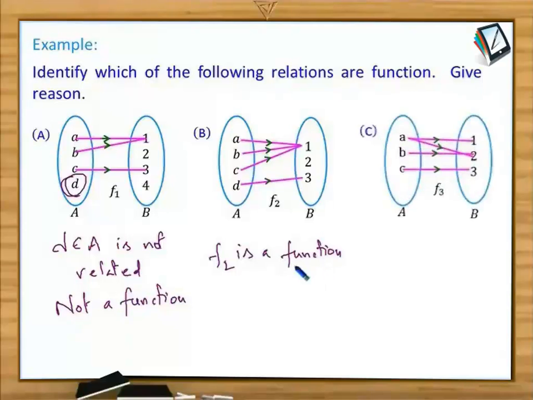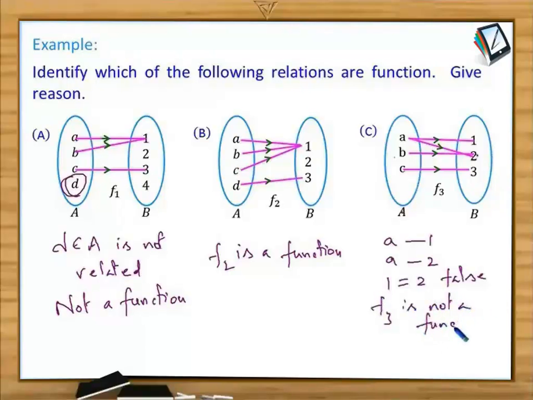Now let us see one more. Can I call this relation a function? Let us check the first condition. Is every element of set A being mapped? Yes, a is mapped to something, b is also mapped and c is also mapped. But if you look at the mapping, a is mapped to 1 and a is also mapped to 2. Then what does our condition for mapping say? 1 should be equal to 2, which is false. Therefore, a, the element in the first set A, has two different images, 1 and 2. Therefore, F3 is violating the second condition of a function. Therefore, F3 is not a function.